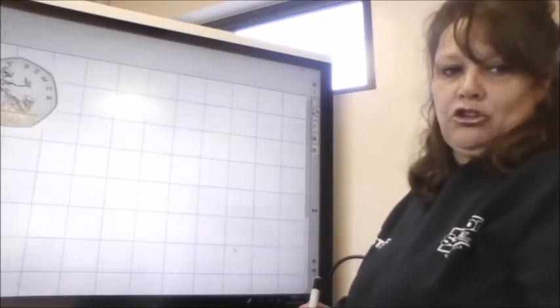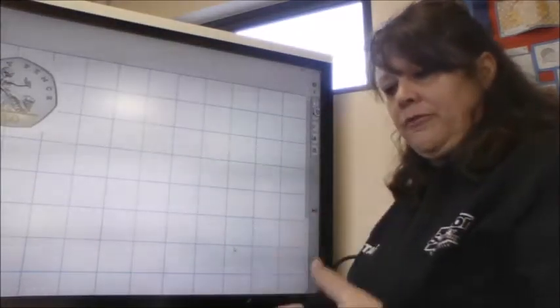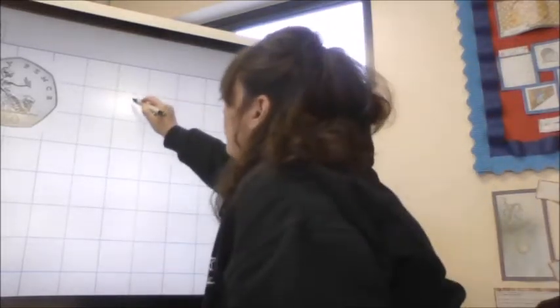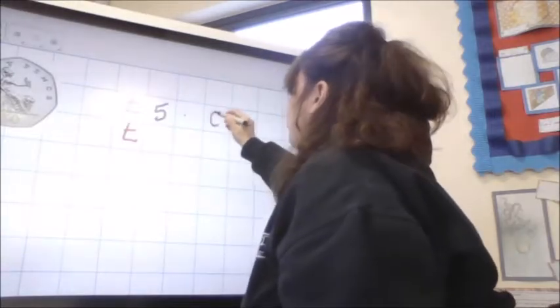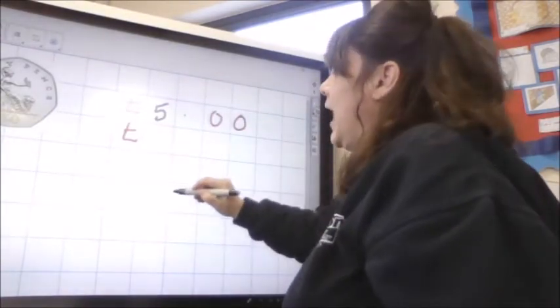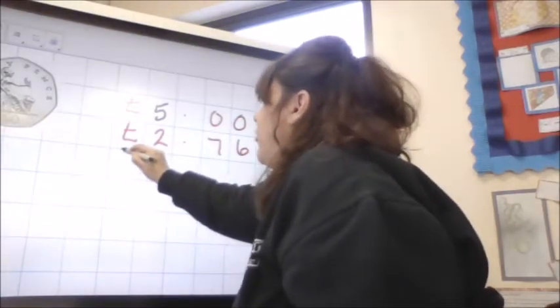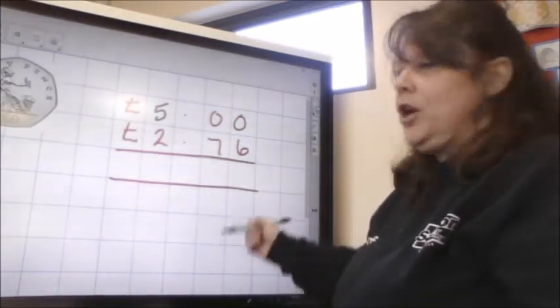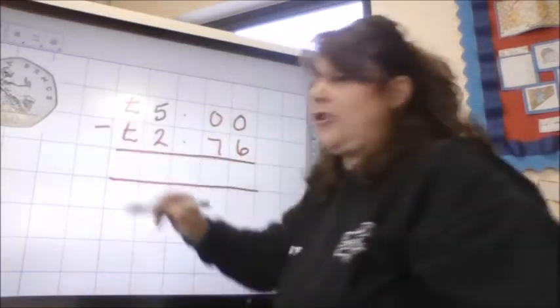So let's have a little look at how we sort out change then, first of all. Some of you are going to be working out change from £5 and some from £10. So let's start with £5. Say I've gone to the shop, I've got a £5 note, and I spend £2.76 in the shop. How I would set it out is as a column subtraction.